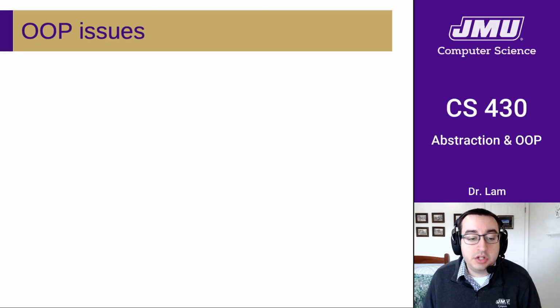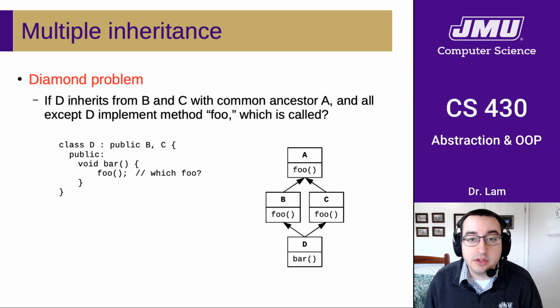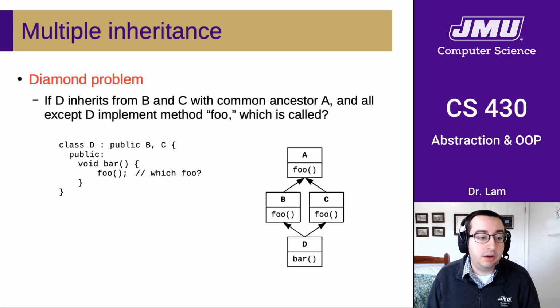So let's talk about some issues that come up with object-oriented programming in programming languages. If you have multiple inheritance, one classic problem is the diamond problem. The idea here is that we have some class D that inherits from both B and C, and in some versions of the problem, B and C both also inherit from A. The setup is that all three of these classes implement a method called foo.